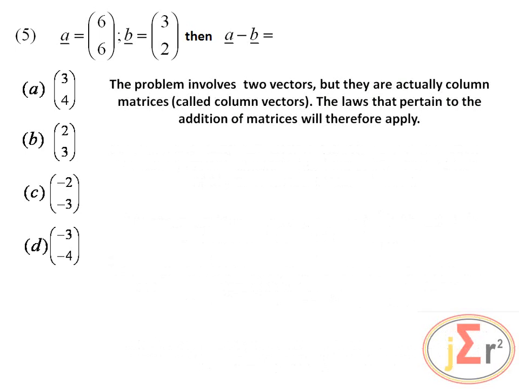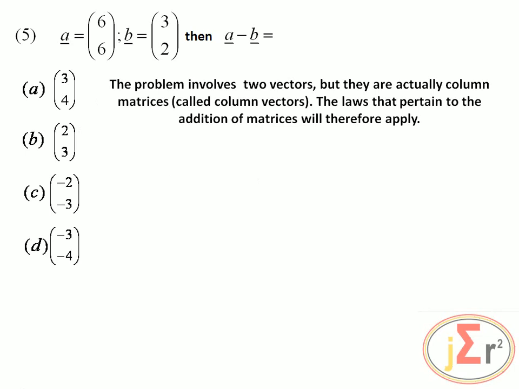The problem involves two vectors. How do we know that they are vectors? Because they are written with common letters that are underlined. If we were talking about regular matrices, we would have used a capital letter to represent each one. So the problem involves two vectors, but they are actually column matrices called column vectors.